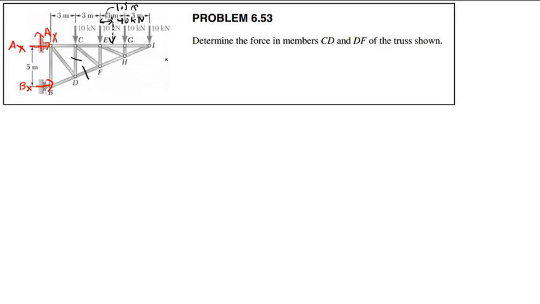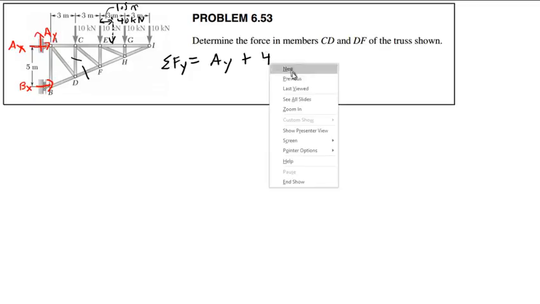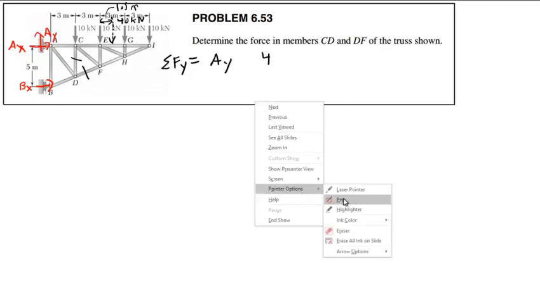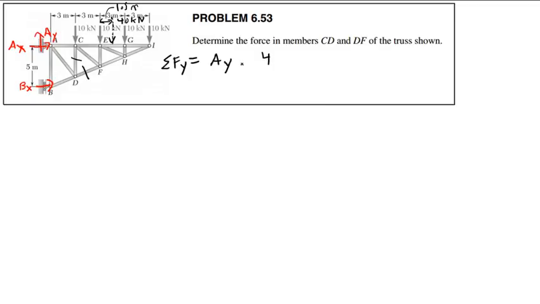Okay, first of all, I'm going to say sum of forces in the y direction are equal to AY plus 40 kilonewtons, or actually minus 40 kilonewtons, AY minus 40 kilonewtons equals 0. Therefore, AY is equal to positive 40 kilonewtons.